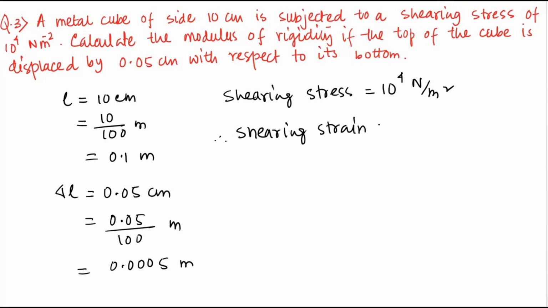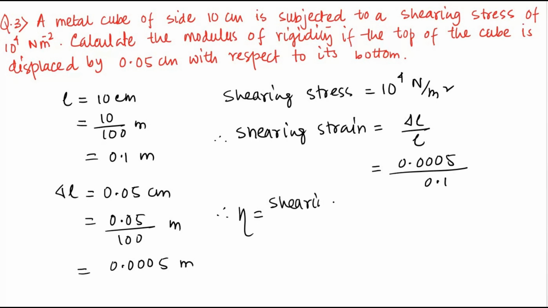Now first we have to calculate shearing strain. So we know shearing strain is equal to delta L upon L, which is equal to 0.0005 divided by 0.1. So eta, which is equal to shearing stress divided by shearing strain.